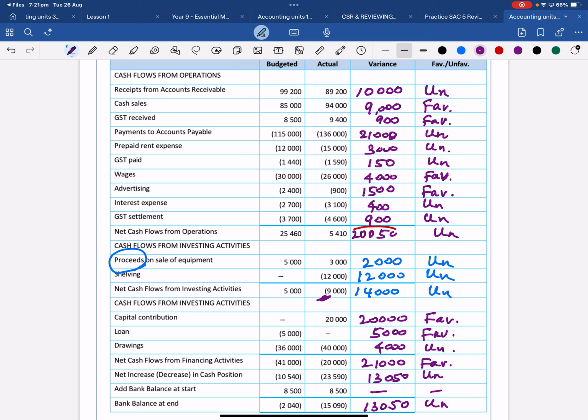Bad. Yes, bad. Unfavorable. Why? Because they're making a loss. They're making less than budgeted. Less than budgeted, and they've gone well beyond their overdraft limit. What else? Capital contribution.